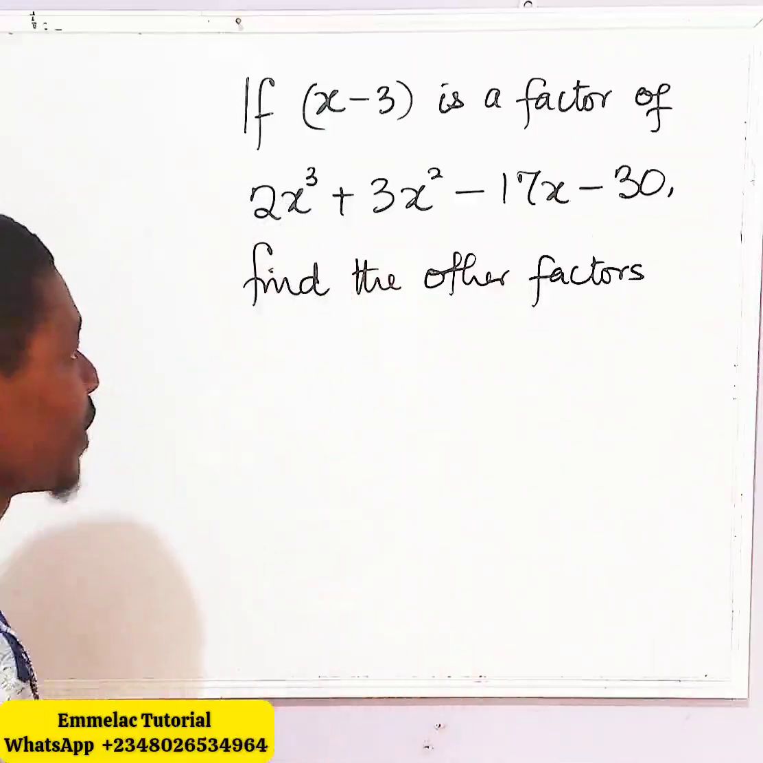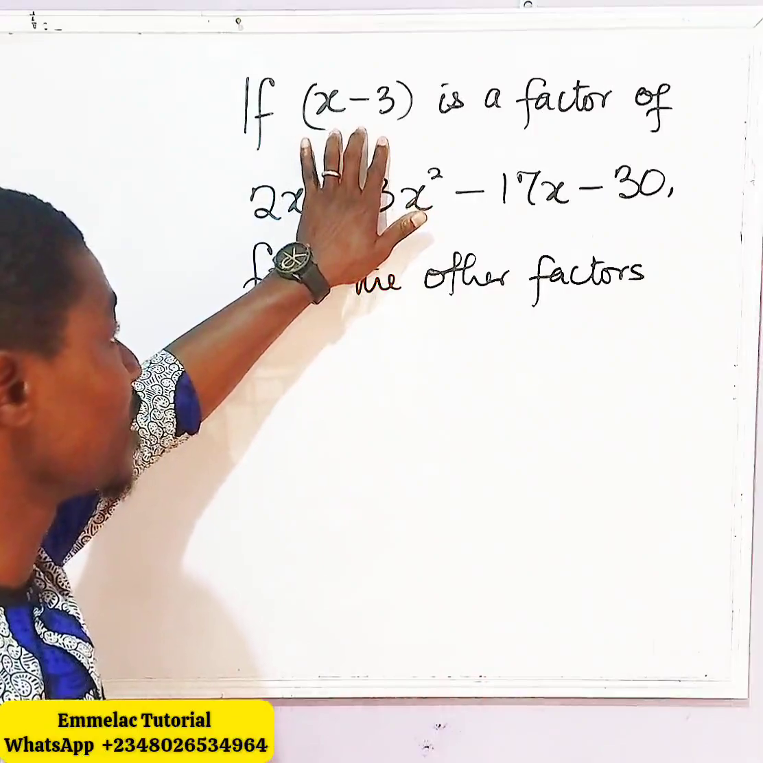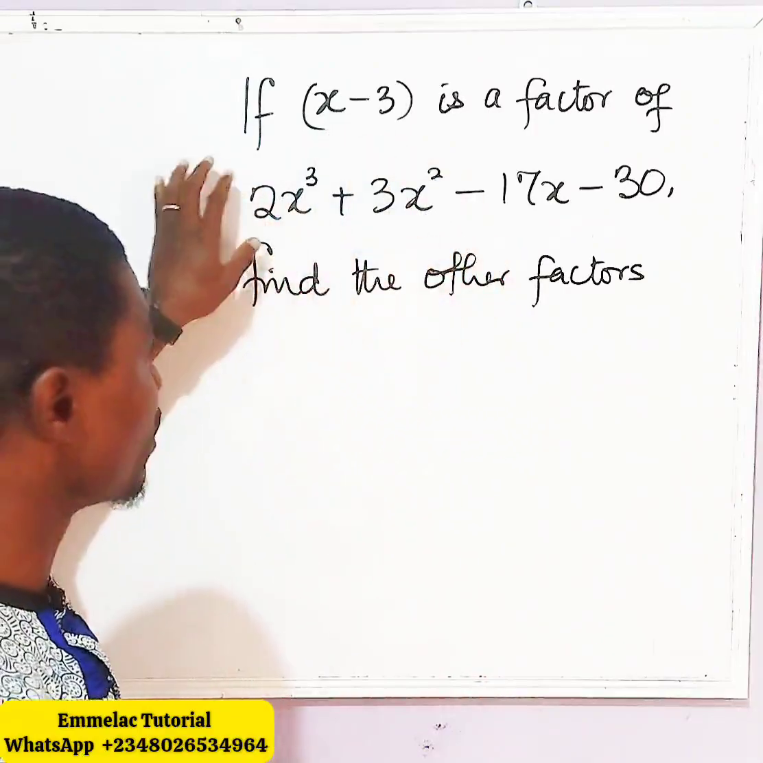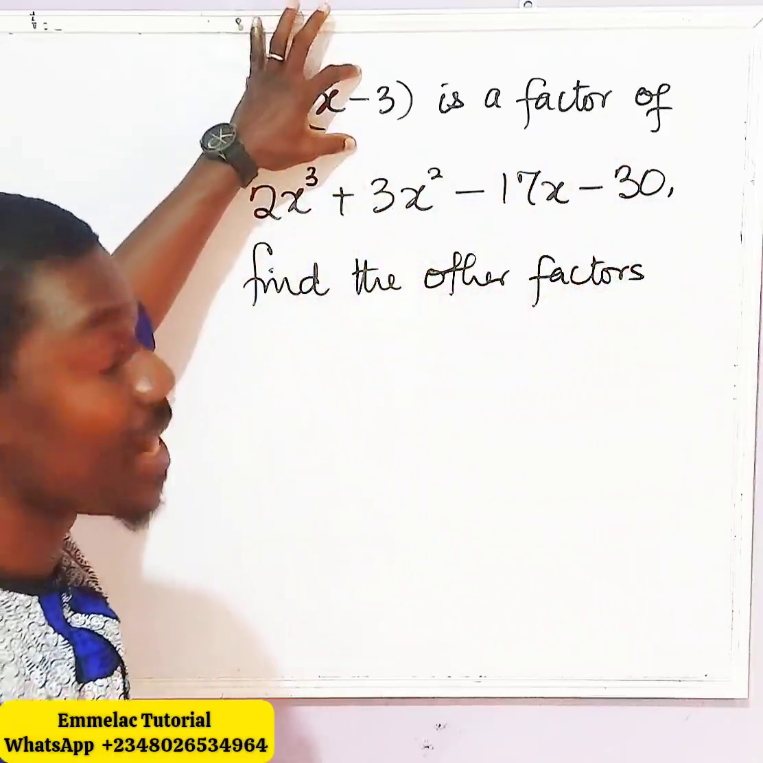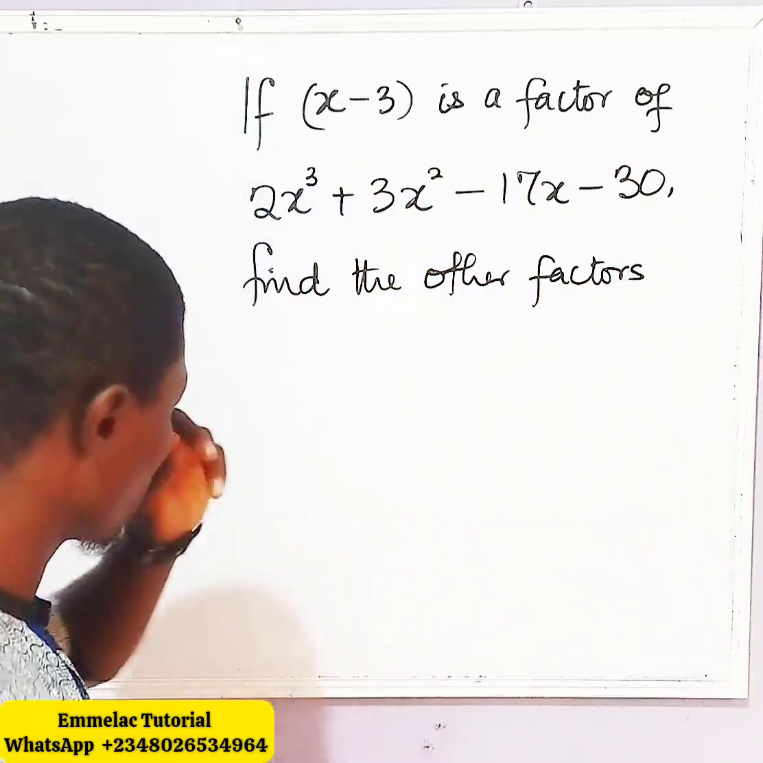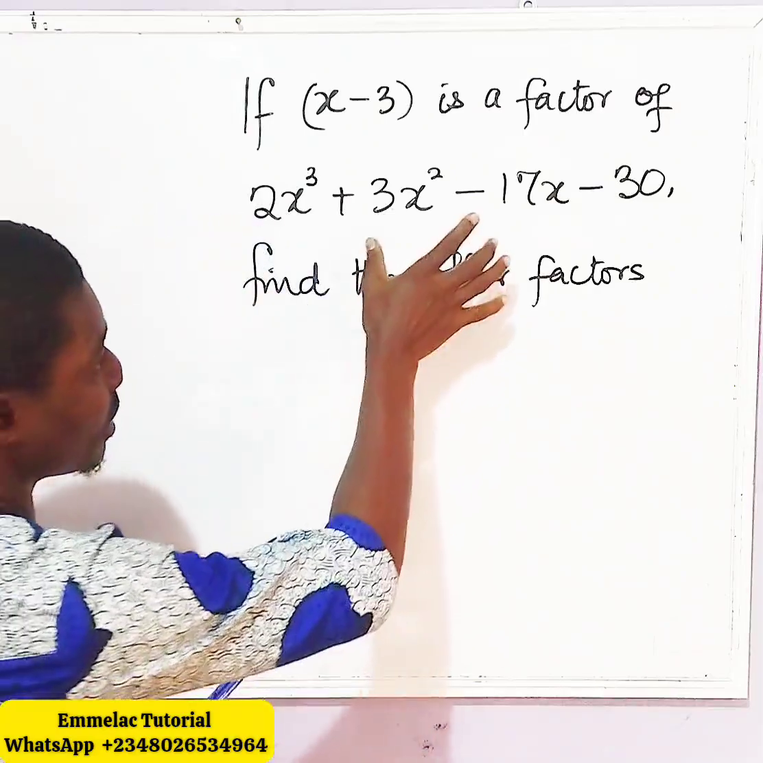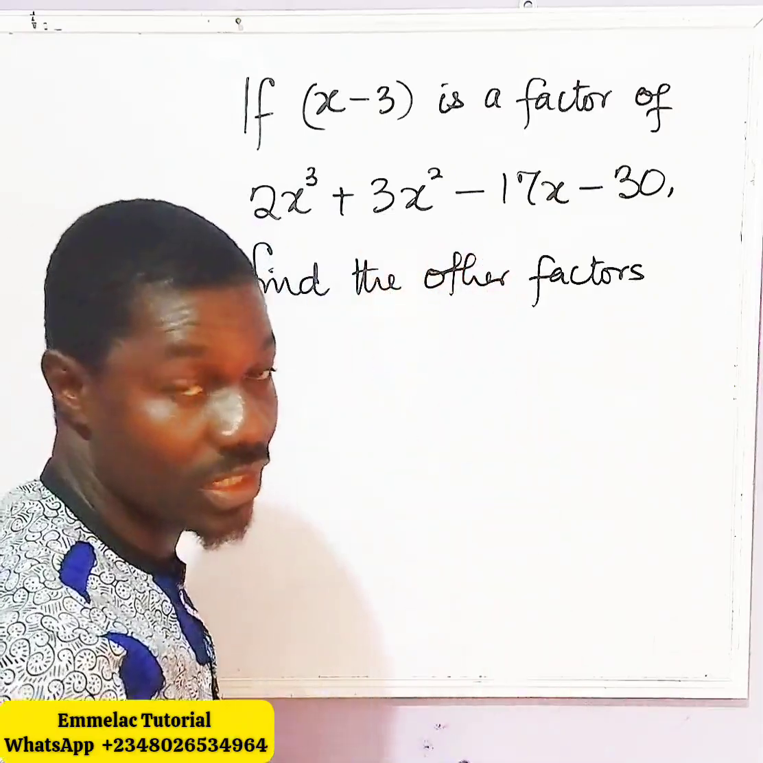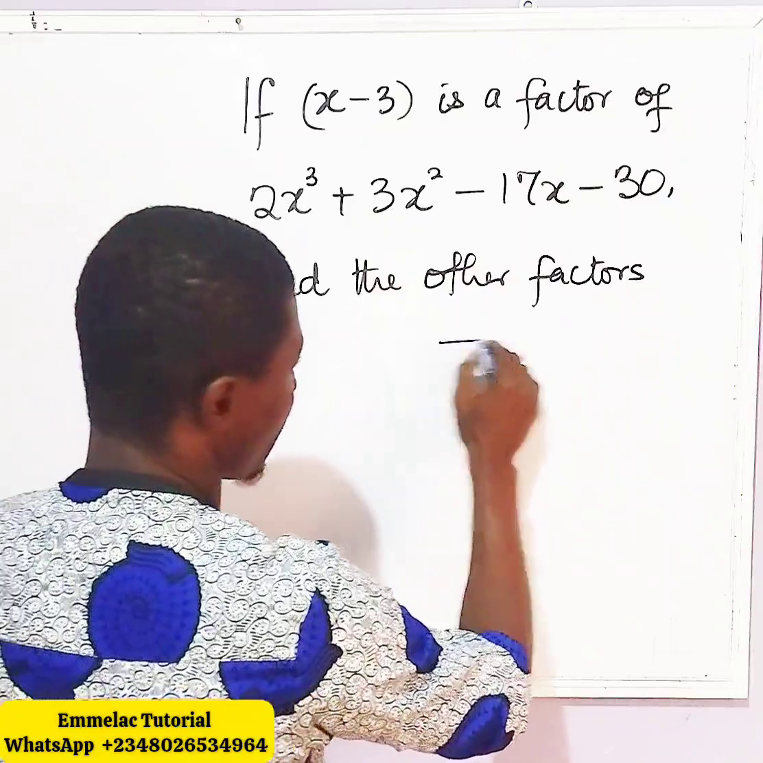Alright, let's get started. Since x minus 3 is a factor, when we divide the whole of this polynomial by this term, there will be no remainder, which means 0. So now let us use the synthetic method to find the other quadratic factor.